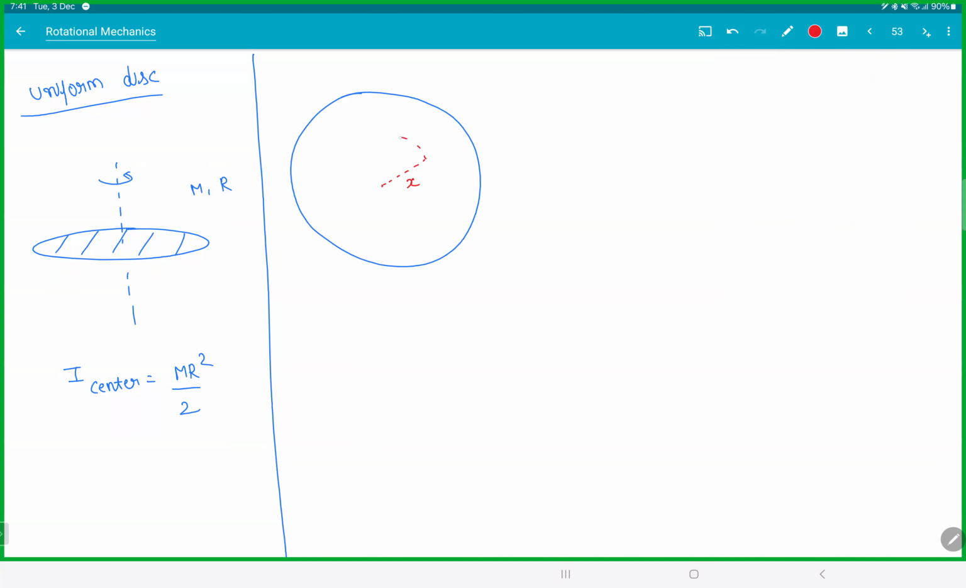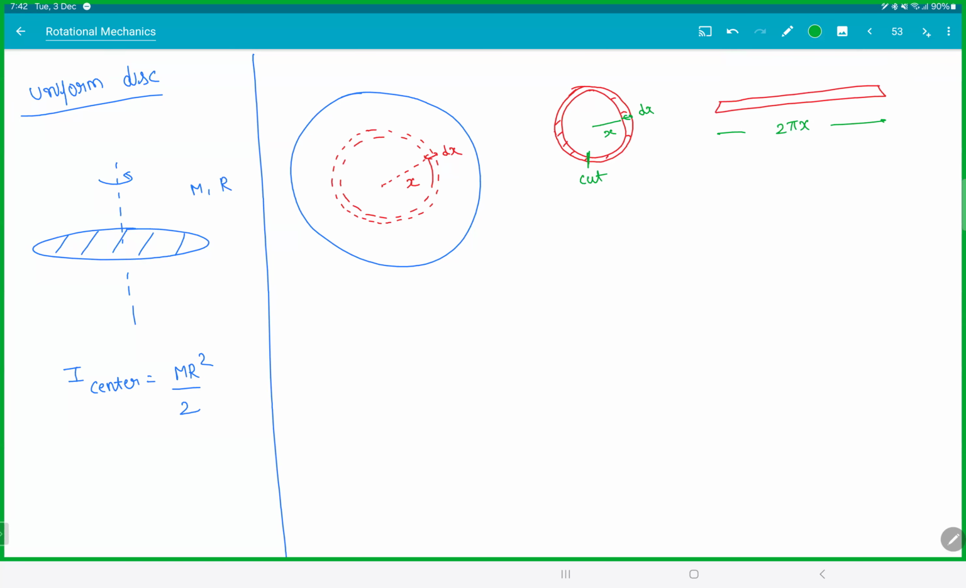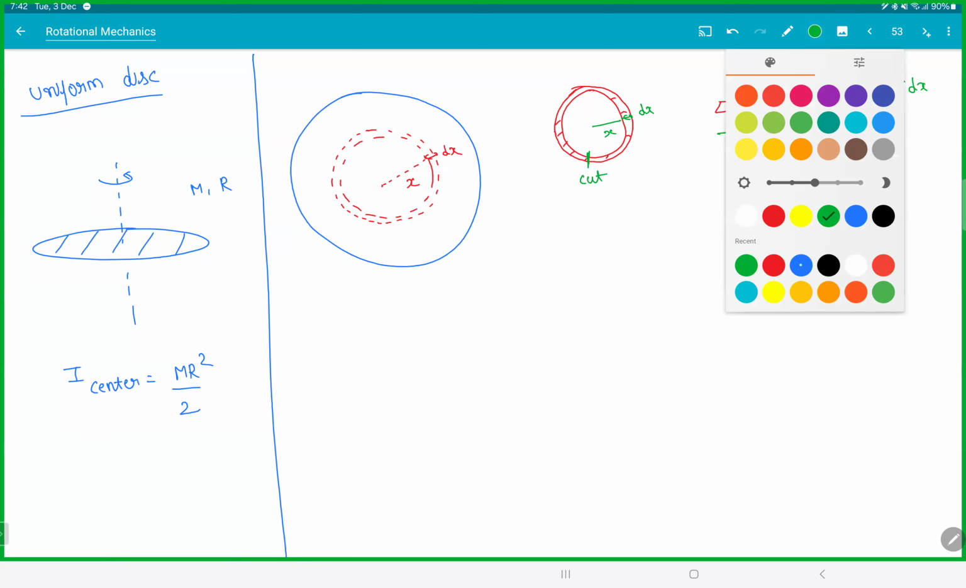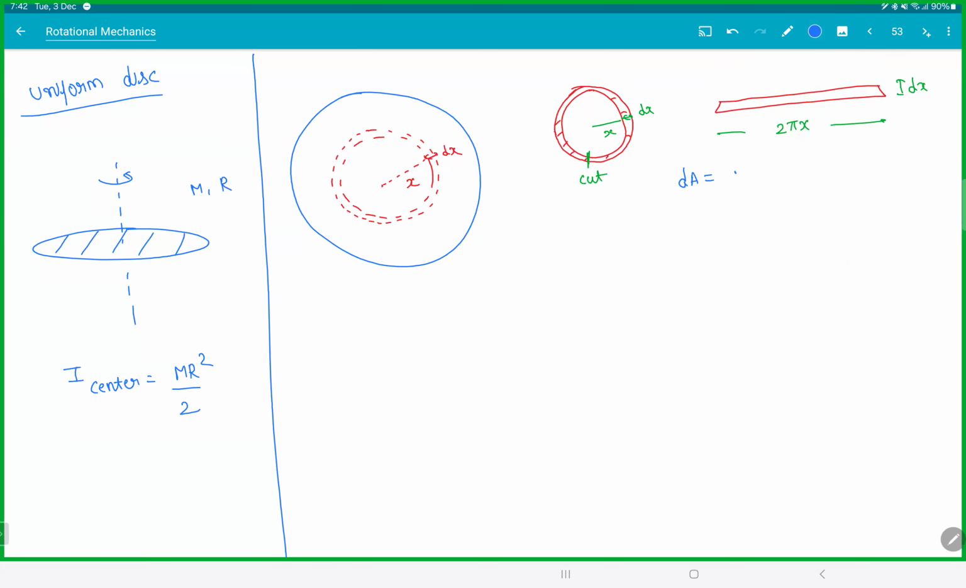At a distance x, take a thin ring whose width is also dx. So this is how the ring will be. The radius is x, the thickness is dx. Now cut it and open it, and you will get a rectangle whose length will be 2 pi x and whose width will be dx. So for this thin rectangle, the small area is length into breadth.